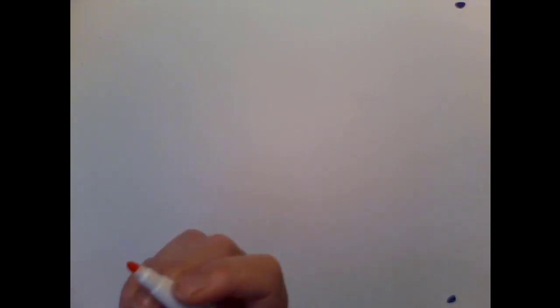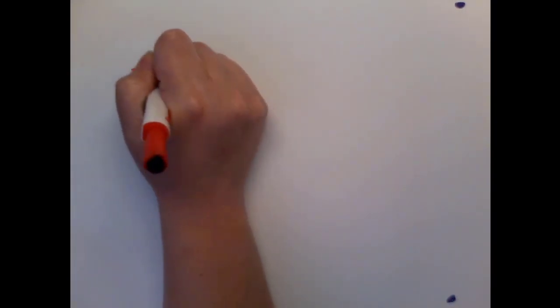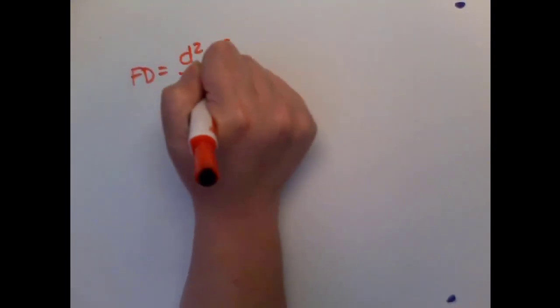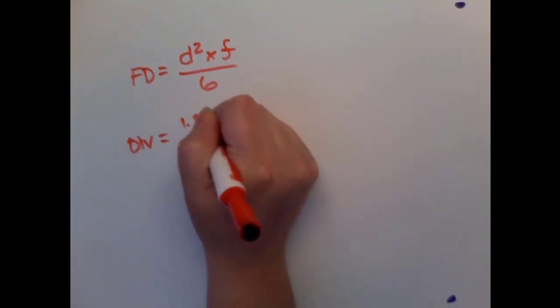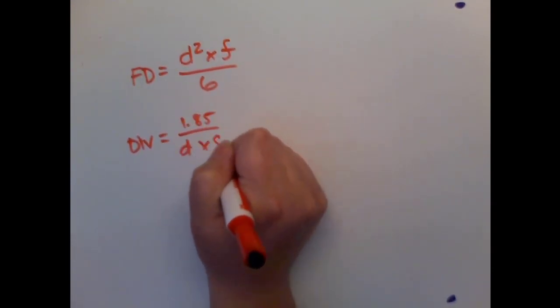If you have any really good tips or tricks on how to memorize this, make sure to include that in your post this week. I would love to see something awesome like that. But remember that our focal depth is going to be equal to the diameter squared times the frequency divided by 6, where our divergence is going to be equal to 1.85 divided by diameter multiplied by frequency.